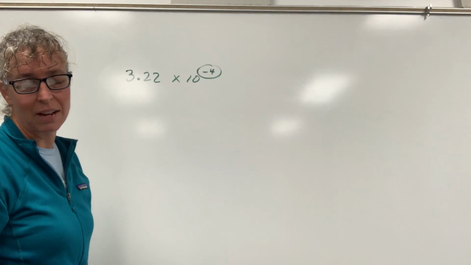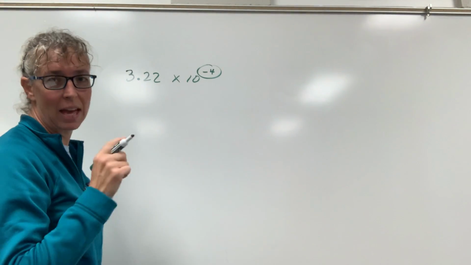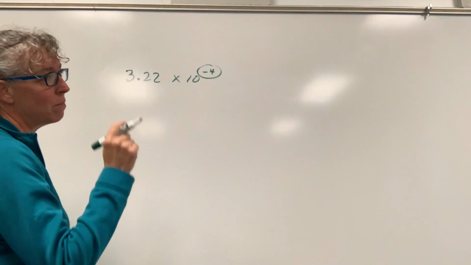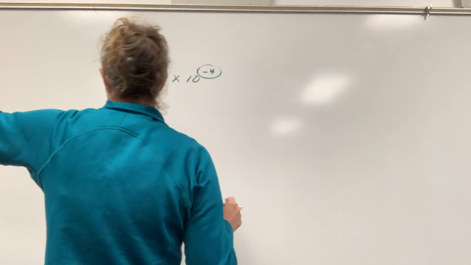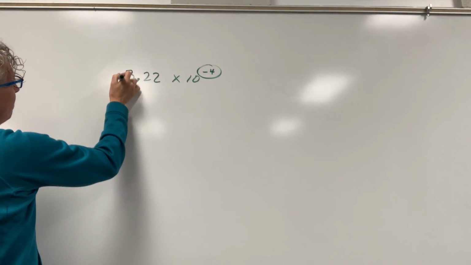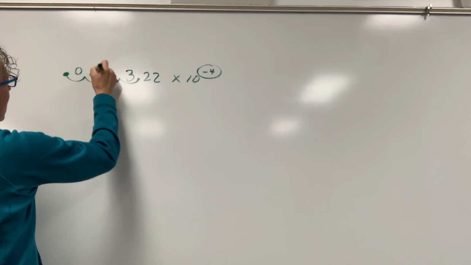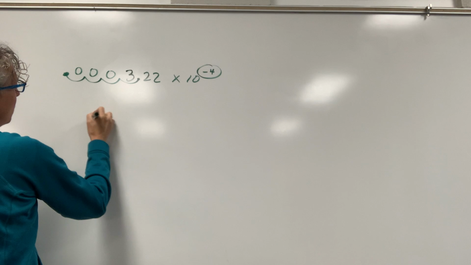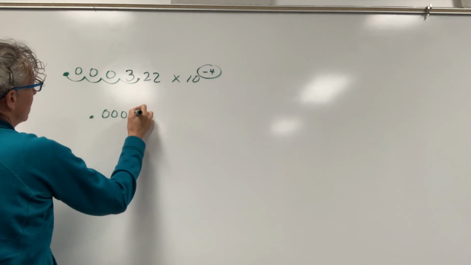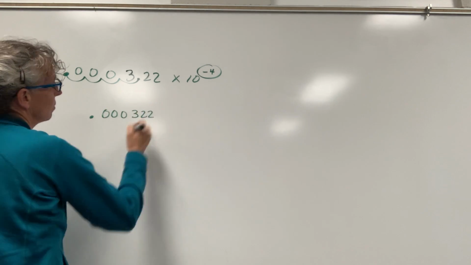So we're going to take our decimal and we're going to move it 4 positions. We just have to decide if it's left or right. Well, remember, if the exponent is negative, we move our decimal to the left. So we move it 1, 2, 3, 4 positions, and empty spaces I fill with a 0. So this would be 0.0000322 in standard form.